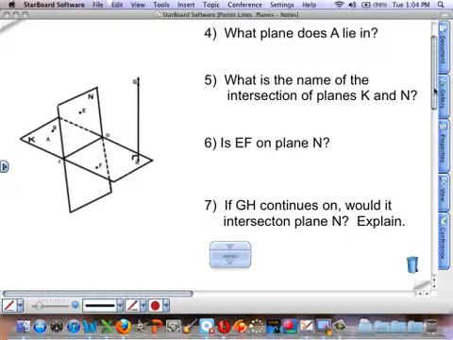All right, Taylor Bigelow, in what plane would I find A? I'd be in plane K. All right, Lucas, what is the name of the intersection of planes K and N? C. Kind of. C and D? B, C, D. Now, yeah.